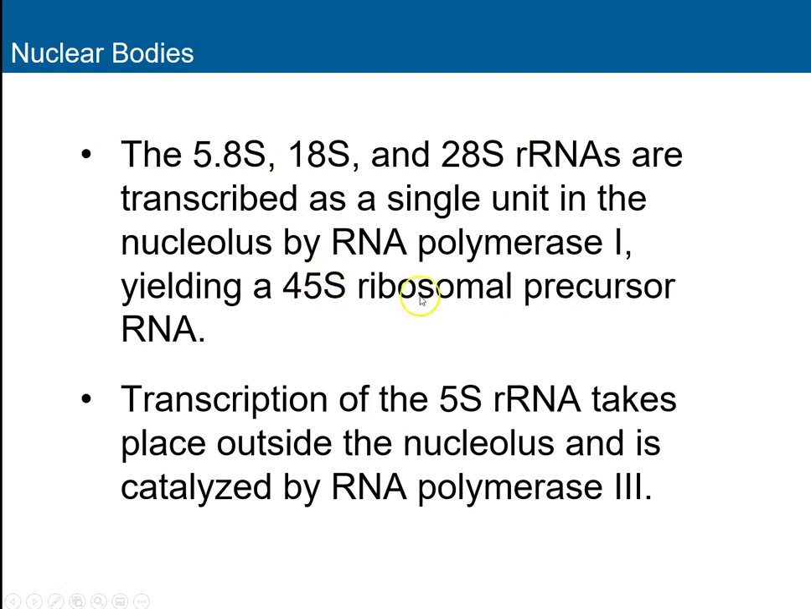So this then gets cleaved and you have these. However, the 5S ribosomal RNA is actually transcribed outside the nucleolus. Okay, so these are all transcribed within the nucleolus. This one is not in the nucleolus, and it's catalyzed by a different RNA polymerase. We talked about this before, when we were covering our chapter on transcription. All right.